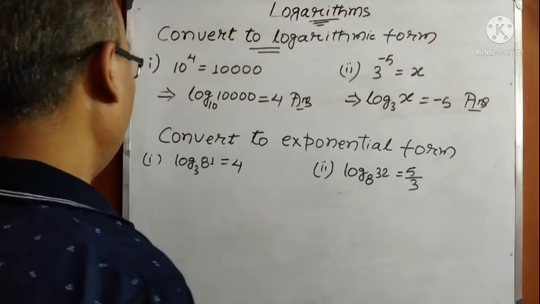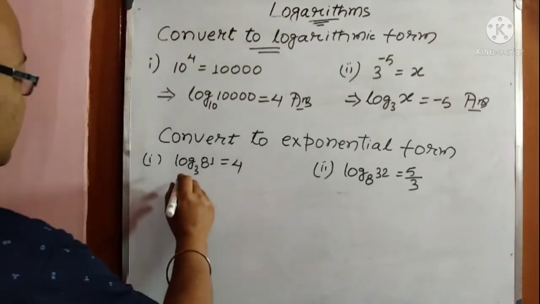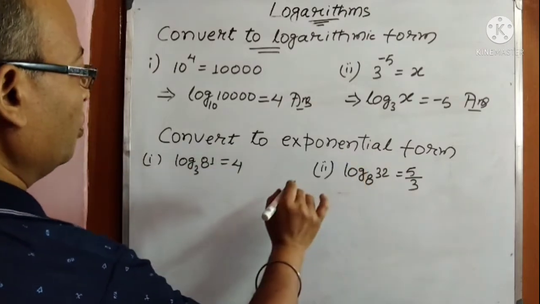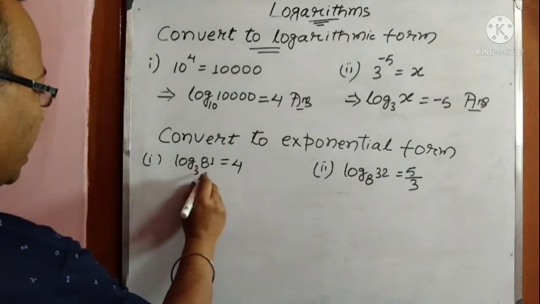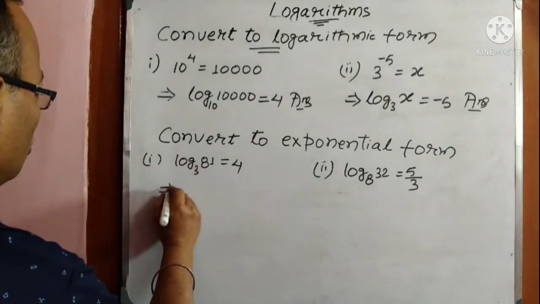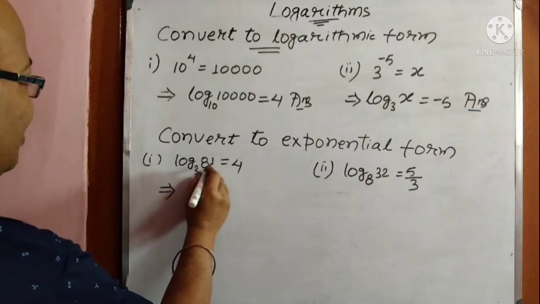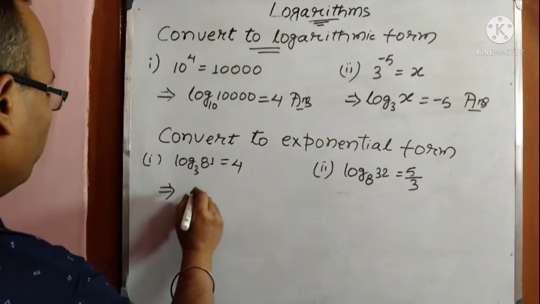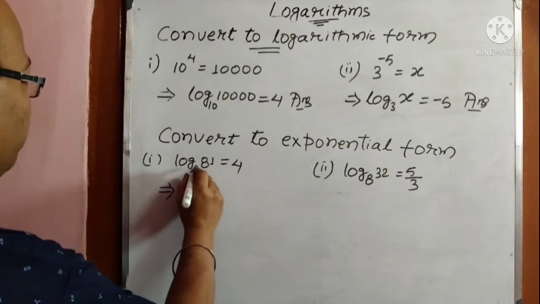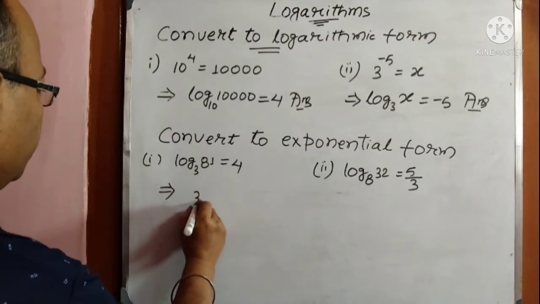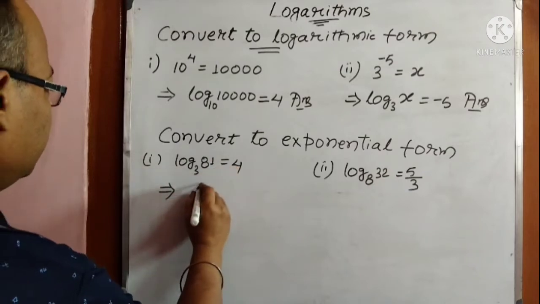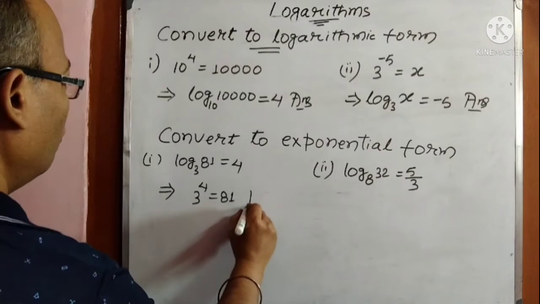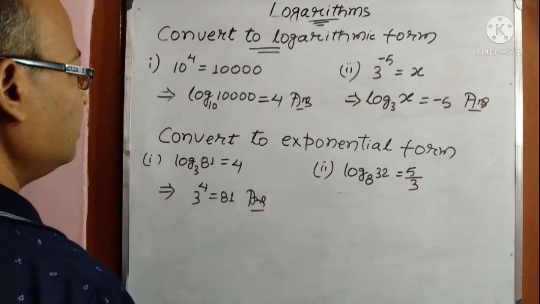Very simple. Okay, now we will change this logarithmic form to exponential form. See, convert to exponential form. So, logarithmic form is given. This is log 81 to the base 3 is equal to 4. So, how will we change? This will shift up, so 3 and 4 will interchange. So, 3 to the power 4 is equal to 81. Okay. So, this is your answer.